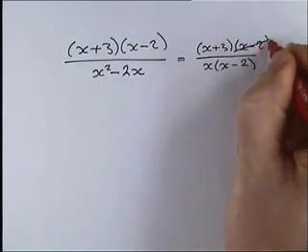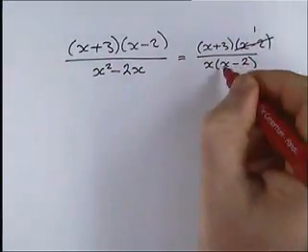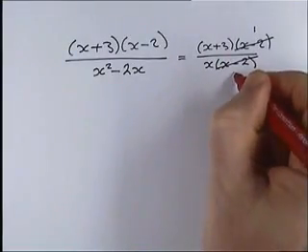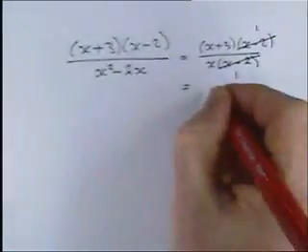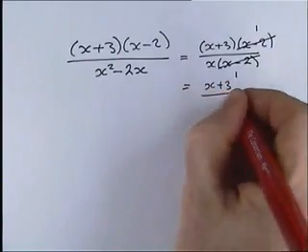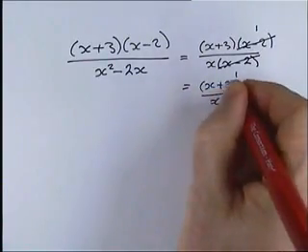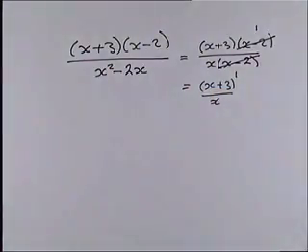And x minus 2 divided by x minus 2 is 1. So we're left with x plus 3 divided by x, and that can be in brackets or not in brackets, it's up to you. So that has been simplified.